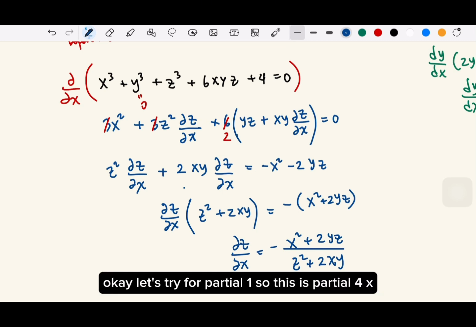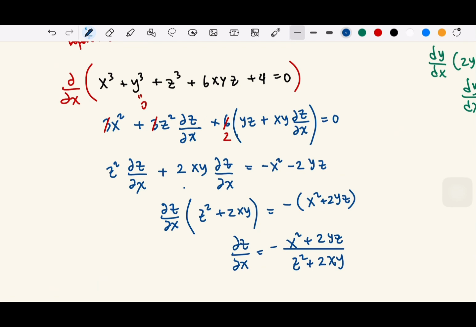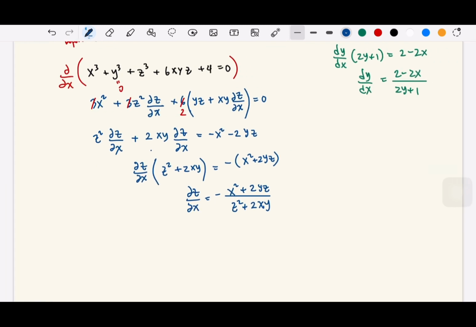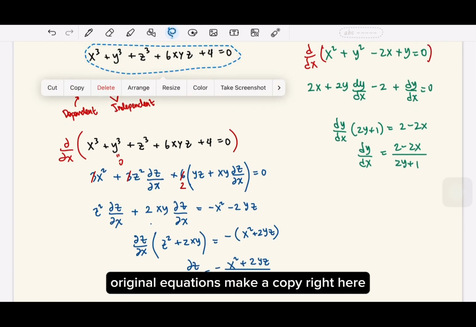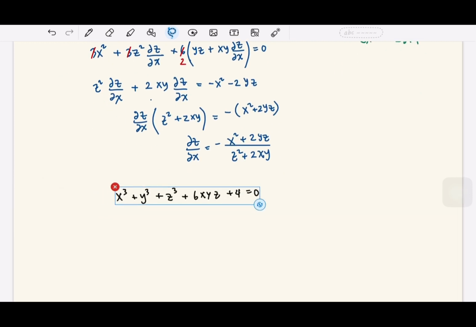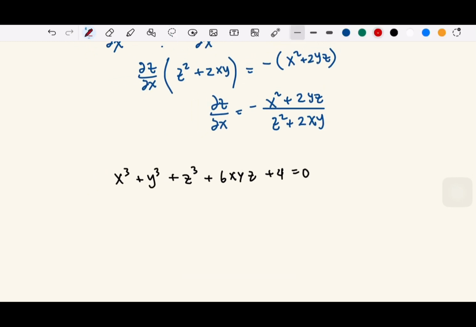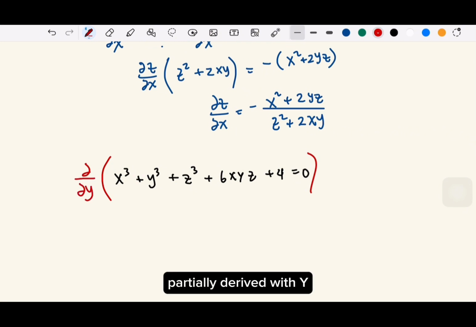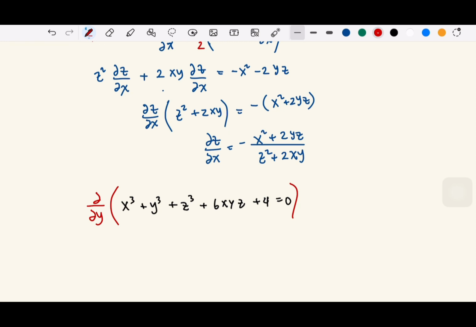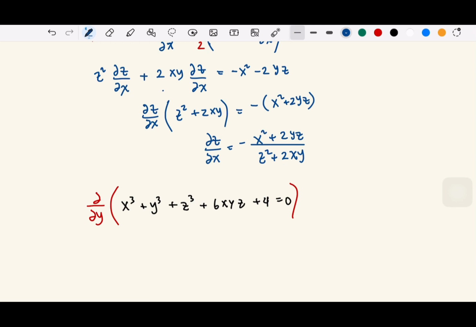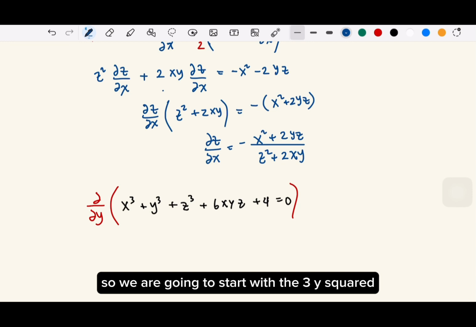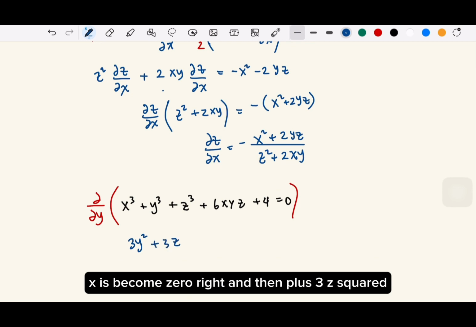Okay, let's try for partial y. So that was partial x. Take the original equation and make a copy right here. Now we partially differentiate with respect to y. Now the independent variable will be y, x will be constant, and z is implicitly differentiated. So we start with 3y squared. x becomes 0, and then plus 3z squared dou z dou y.